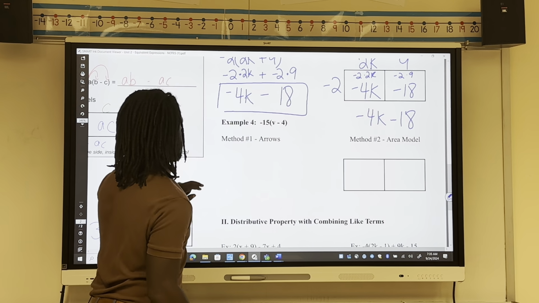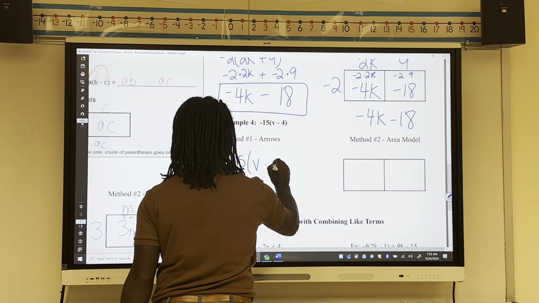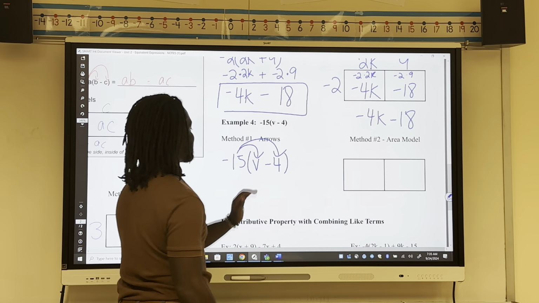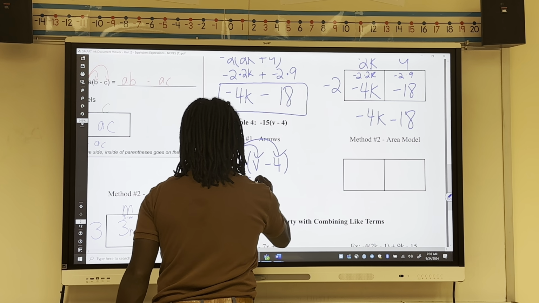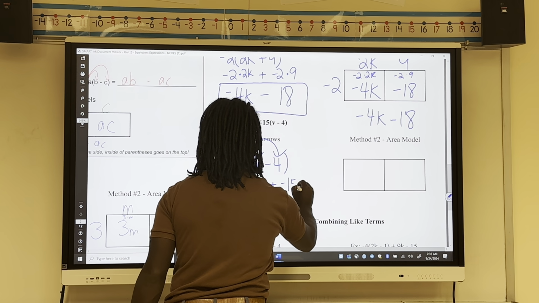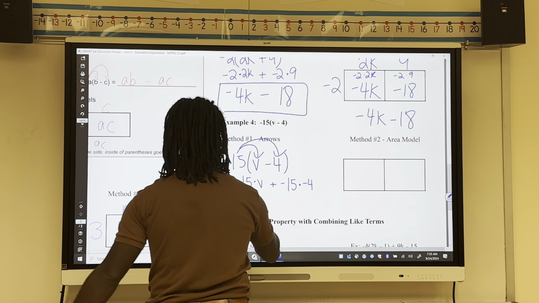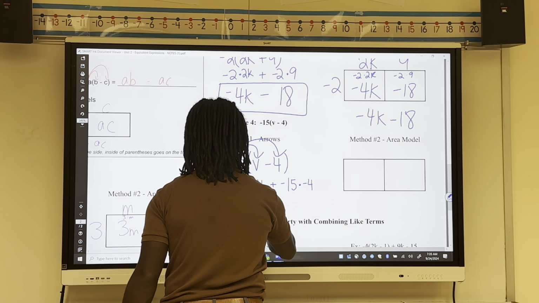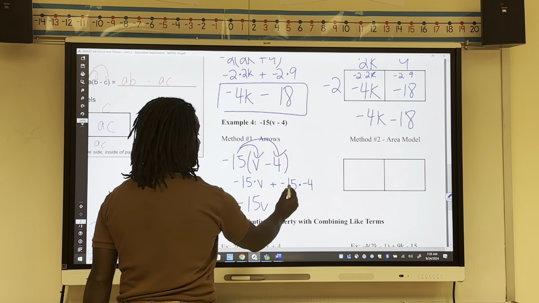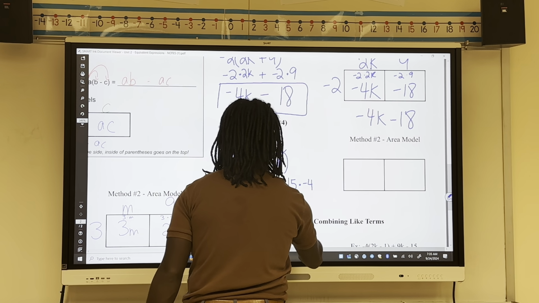All right. Now, negative 15 times the difference of v and 4. I'm going to draw my arrows, remembering I have to multiply the number on the outside by both of the numbers on the inside. So I got negative 15v plus negative 15 times negative 4. Okay, so negative 15 times v is negative 15v, and then negative 15 times negative 4 is going to give me a positive 60.